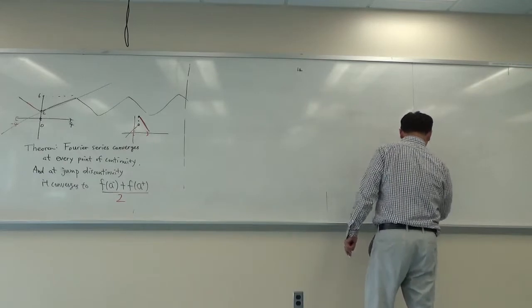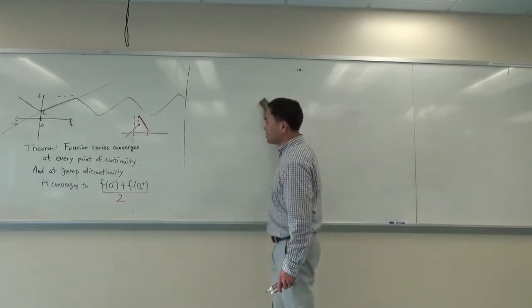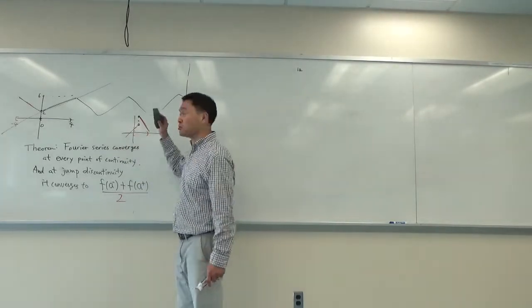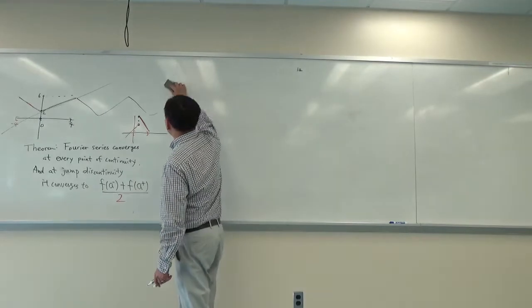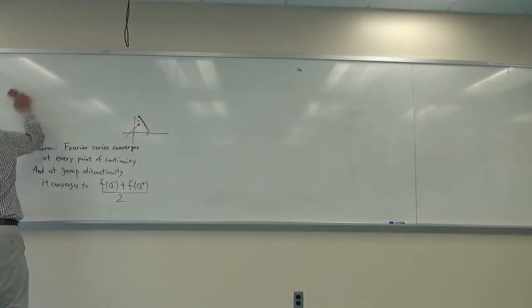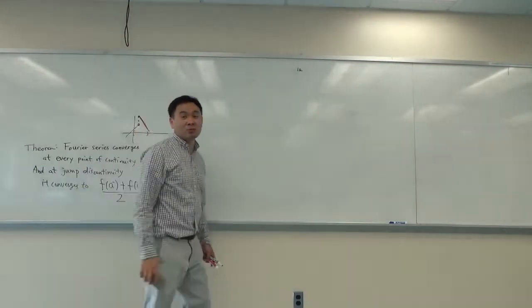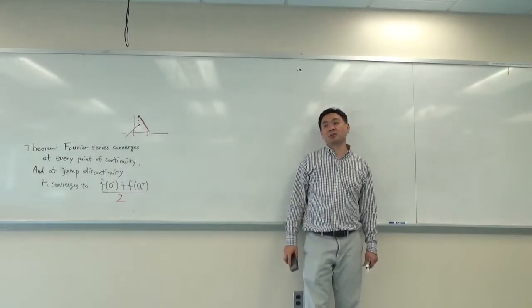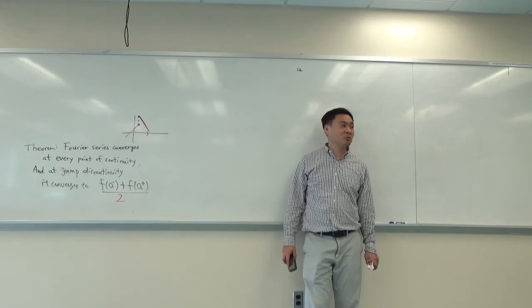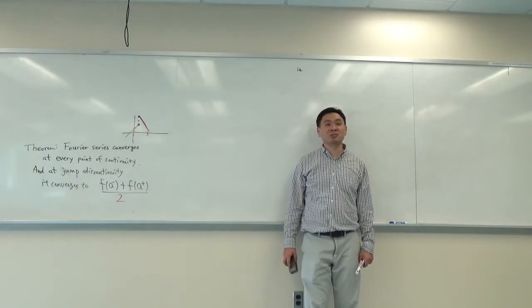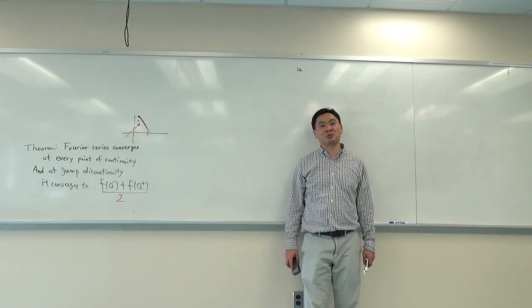But the important part is that the Fourier series does converge exactly to the function if it's a continuous function. That's quite surprising because for Taylor series, do you have Taylor series for any function? What's the requirement for a Taylor series? Remember how we obtain Taylor series. Yeah? It needs to be differentiable, because we have to differentiate both sides. We need the function to be differentiable.